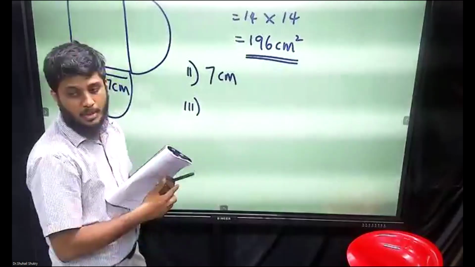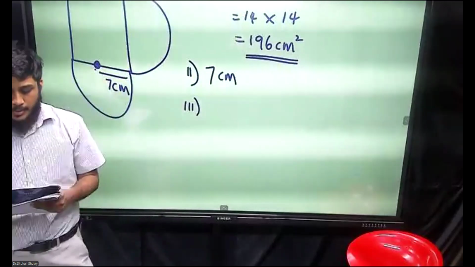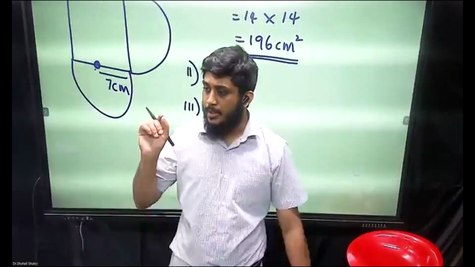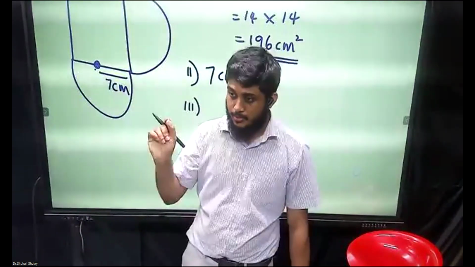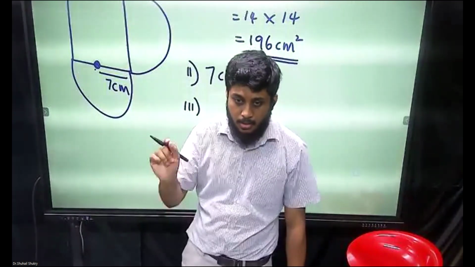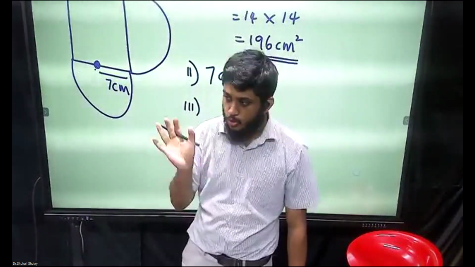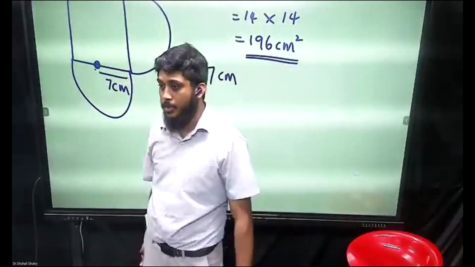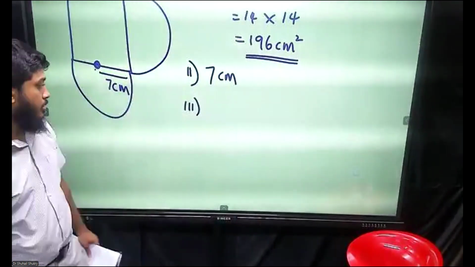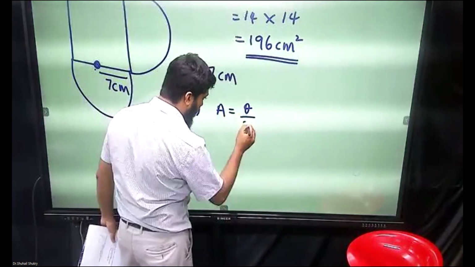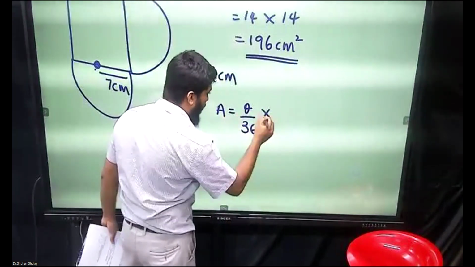Right. Now the third one: find the total area of the two semicircular parts. Remember, what is the formula to find the area of a sector? You should know this formula. It's very important: theta over 360 times pi r squared, not 2 pi r. 2 pi r is for arc length. Squared should come for area, pi r squared. Then A equals, you should write the formula completely: theta over 360 times pi r squared.